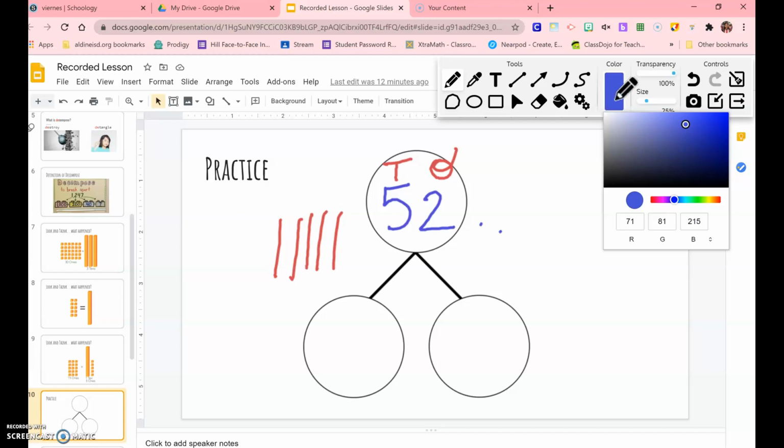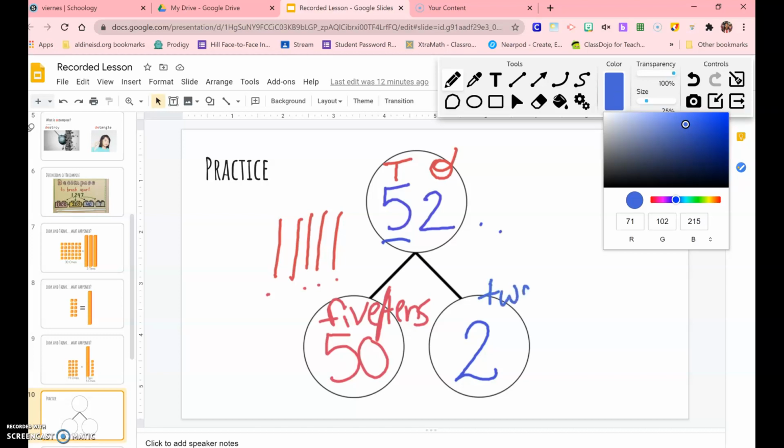Now I can start with the ones. My value of 2 ones is just 2. Okay, I count them 1, 2. And the value for my tens, I had to count it by tens, right? So I go 10, 20, 30, 40, 50. 5 tens equals 50. So now I'm writing, I could write 5 tens. Sorry, I need more space. Or 2 ones. That still gives me 52.